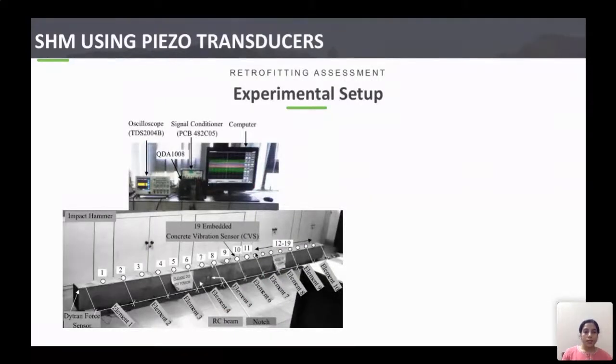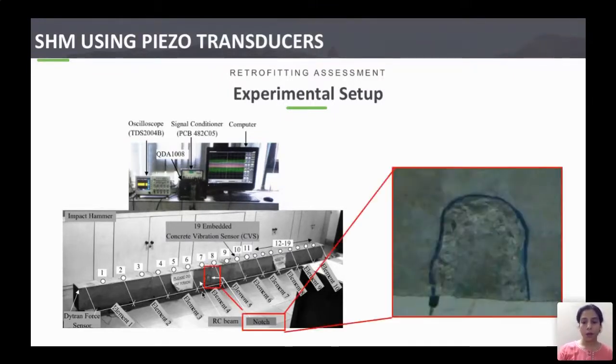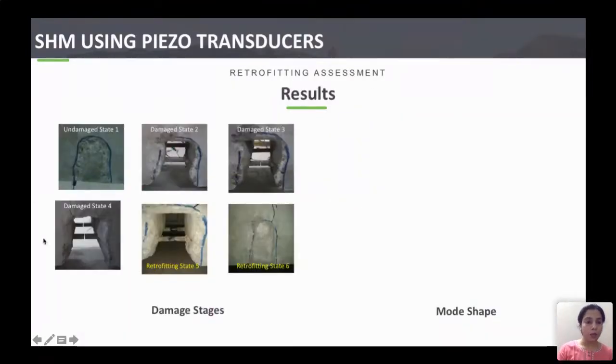So next is the retrofitting assessment using the piezo transducers. In this experiment, we gave deliberate damage to a beam. This is a 4-meter long RCC beam. In this beam, we did 4 levels of damage, and then we did the retrofitting.